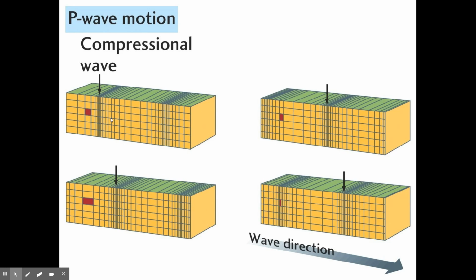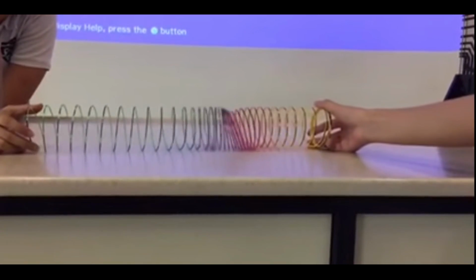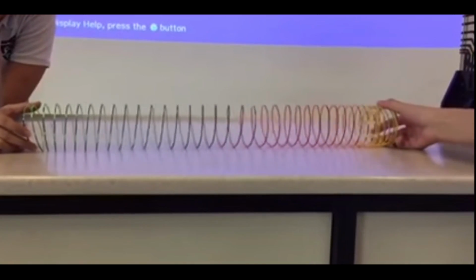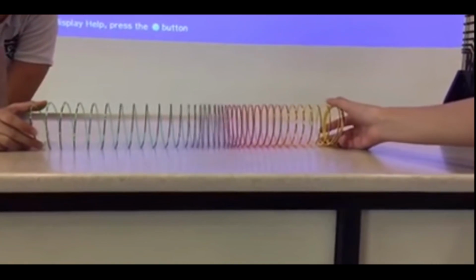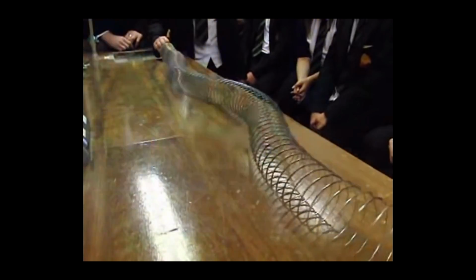P wave motion is a compressional motion. It moves in this direction, back and forth. It wiggles back and forth. And I'll show you a slinky example of that in slow-mo right here. S-wave motion is a shearing motion, a transverse up and down or side to side motion. And you can see this point going up and down in this diagram here. And I'll show you a quick slinky example of that right here.